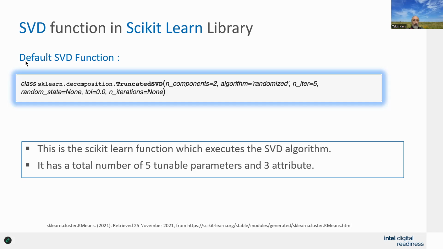Basically, what we do to get a singular value decomposition is we run, from the decomposition module, TruncatedSVD. This is a way of saying that we're factoring it, or decomposing the values. They indicate here a bunch of different parameters and attributes. They say we have 5 tunable parameters and 3 attributes that go with this. And you can see the tunable parameters on the screen there.